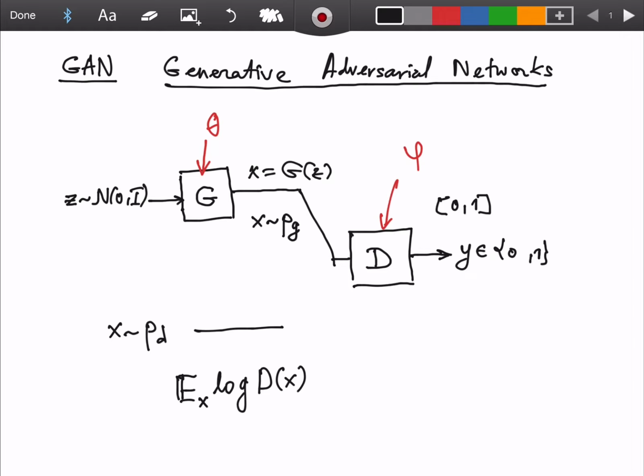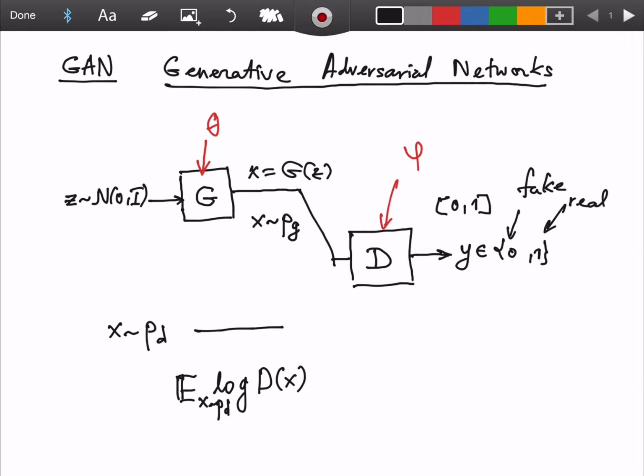So let's say 1 means real and 0 means fake. So on the real data, x is real data, right? So x coming from PD. On the real data, I want to maximize this quantity, right?